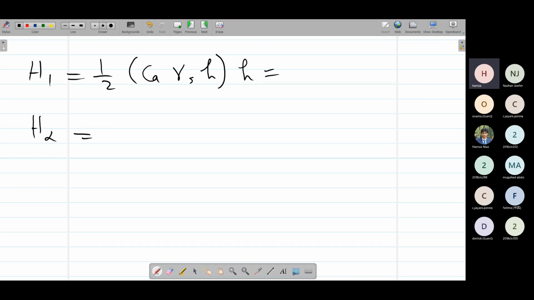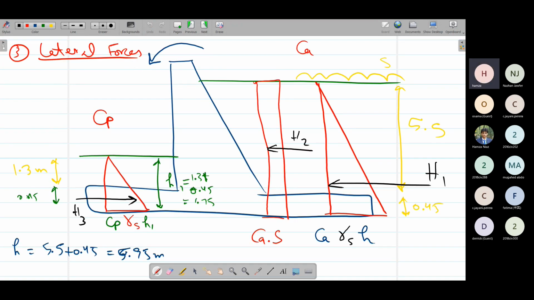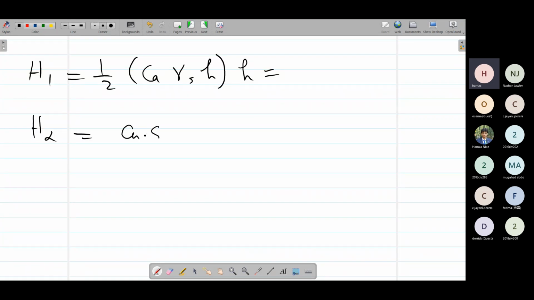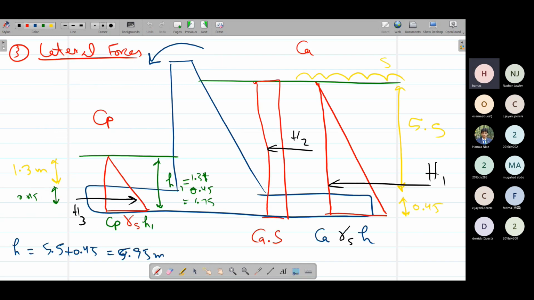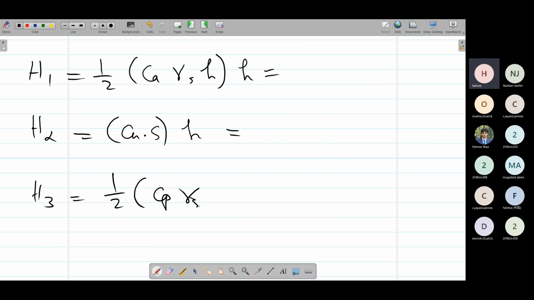In the same way, now we have this rectangular portion. So simple, the area of rectangle, base into height. So Ca times s is base, height we have h. This way we can get the H2 value. And for H3 value again we have a triangle. So half times base, we have Cp gamma s h1, into height we have h1. So this way we can get all the lateral forces of the backfill and surcharge.